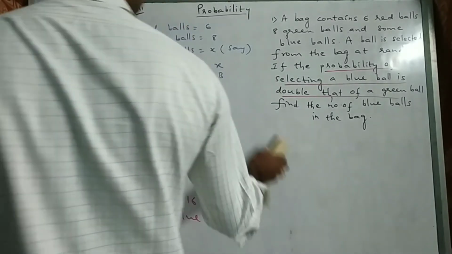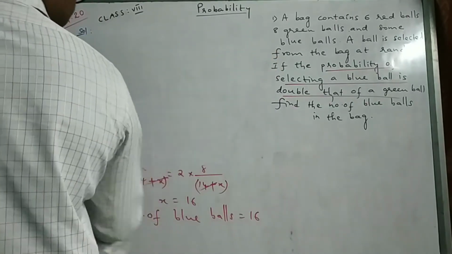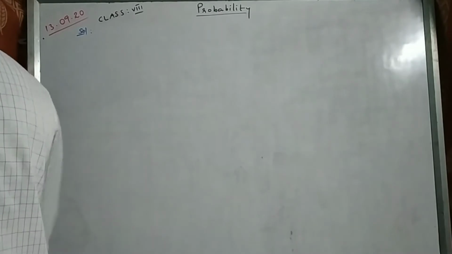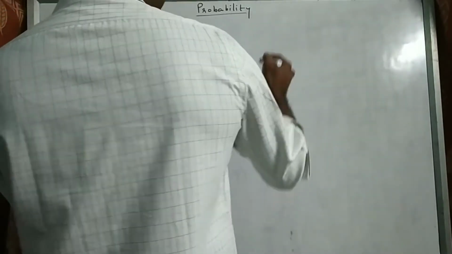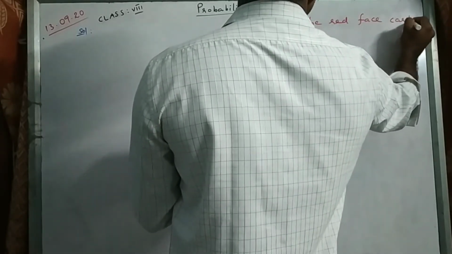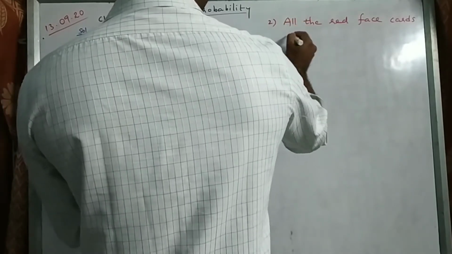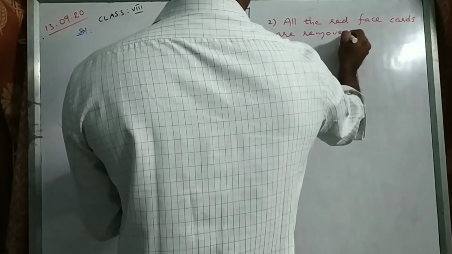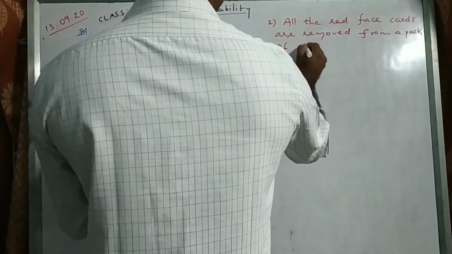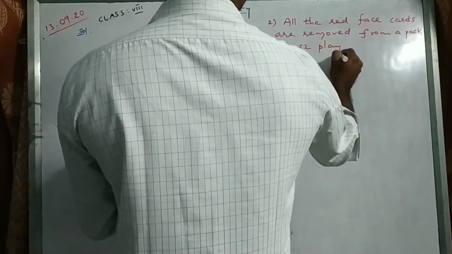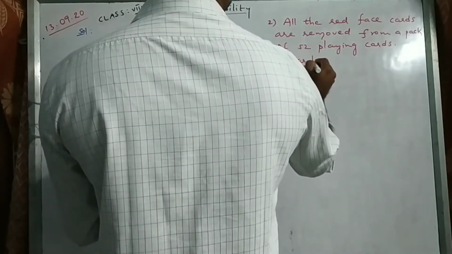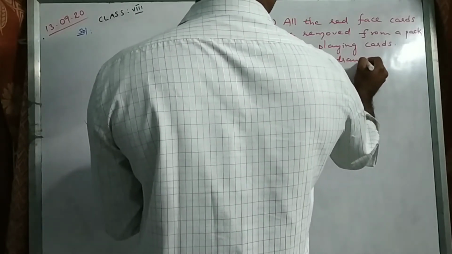Next question. Second problem. All the red face cards are removed from a pack of 52 playing cards. A card is drawn at random.